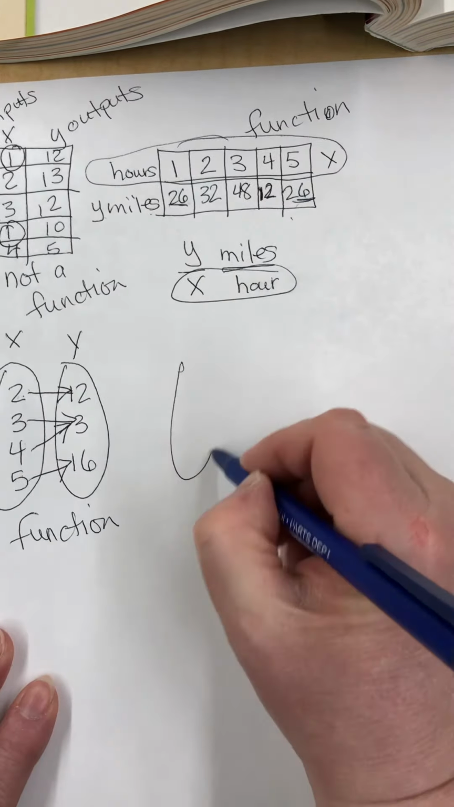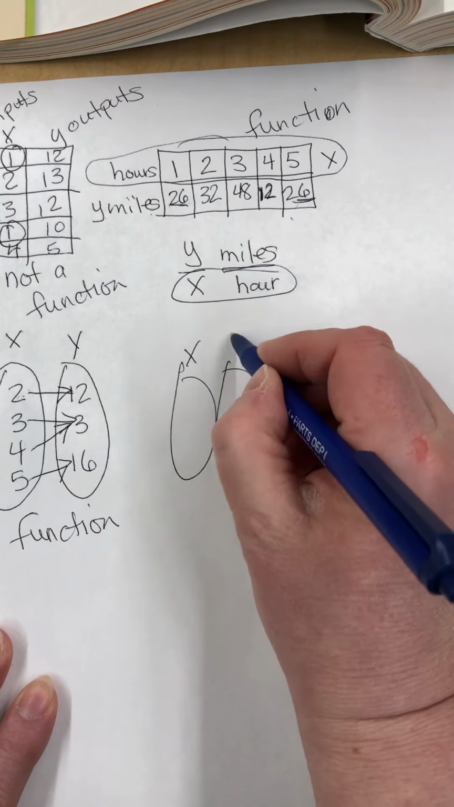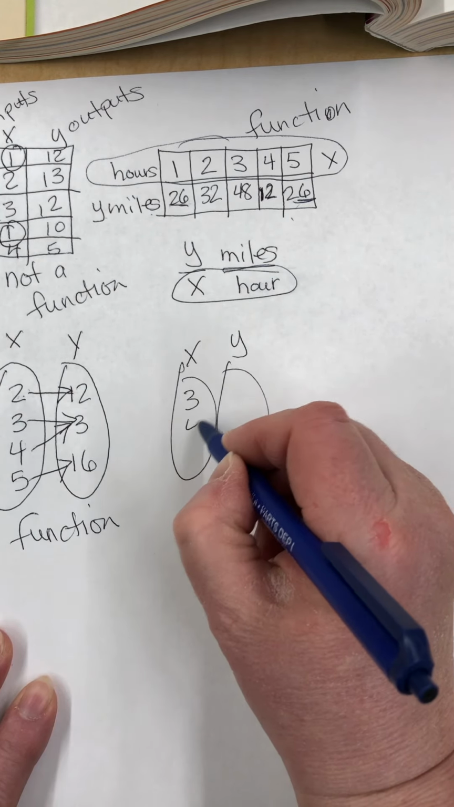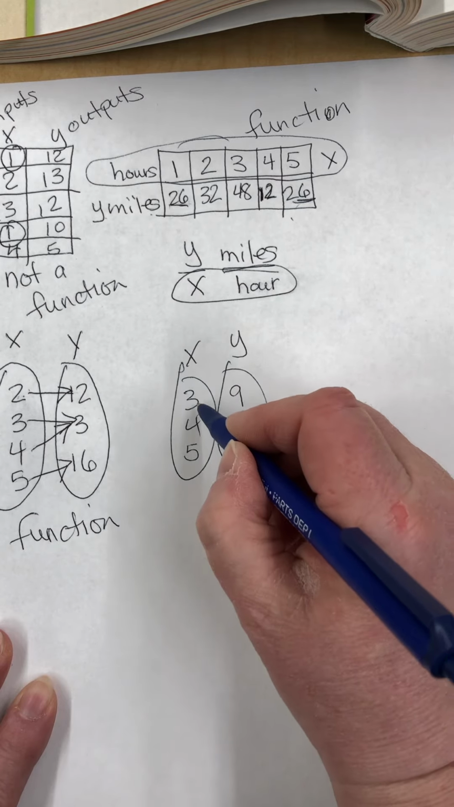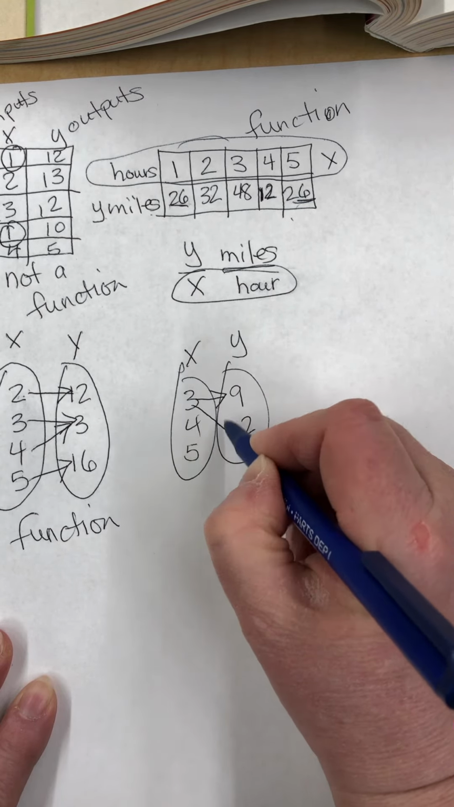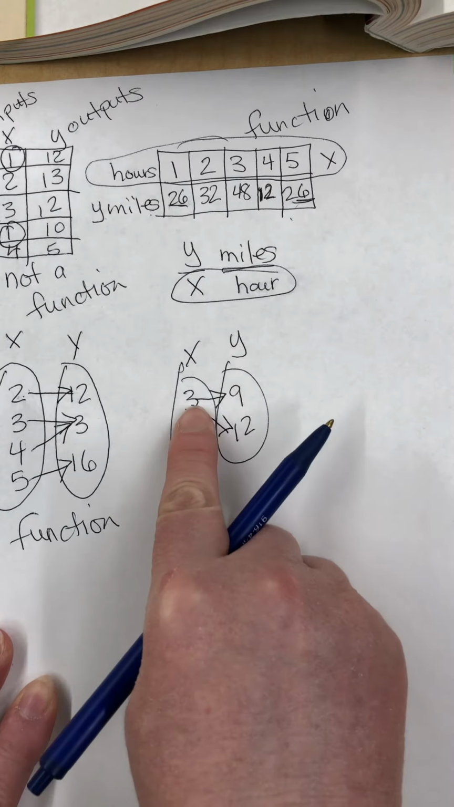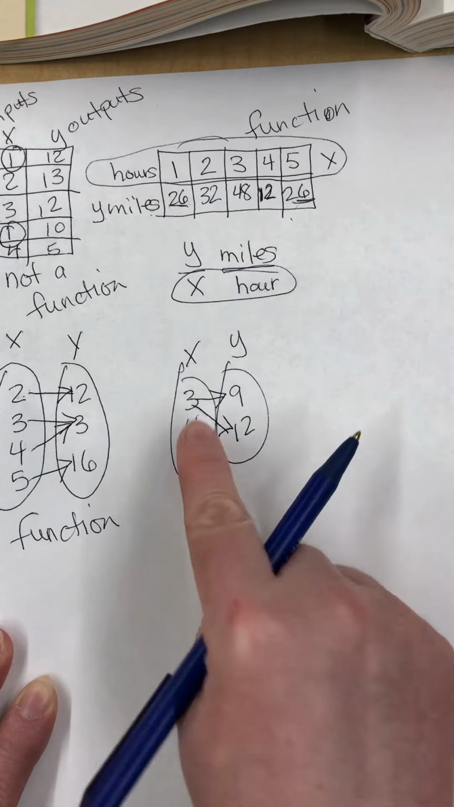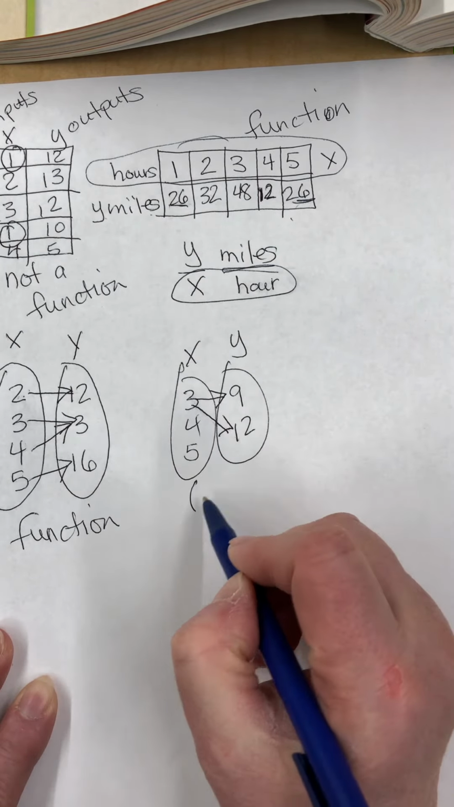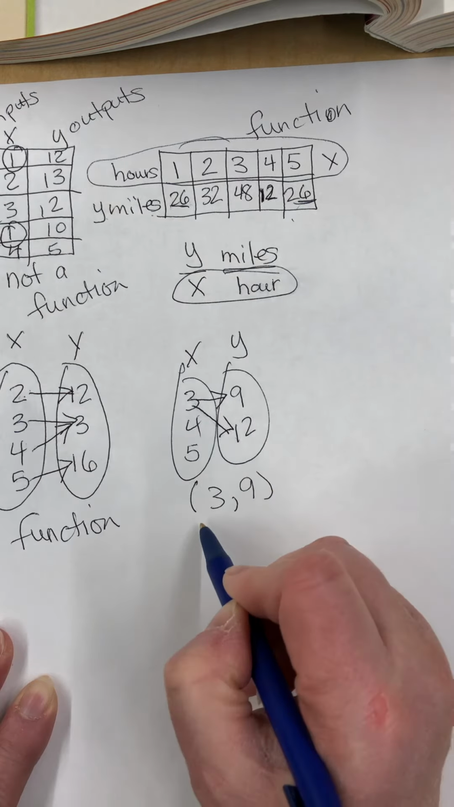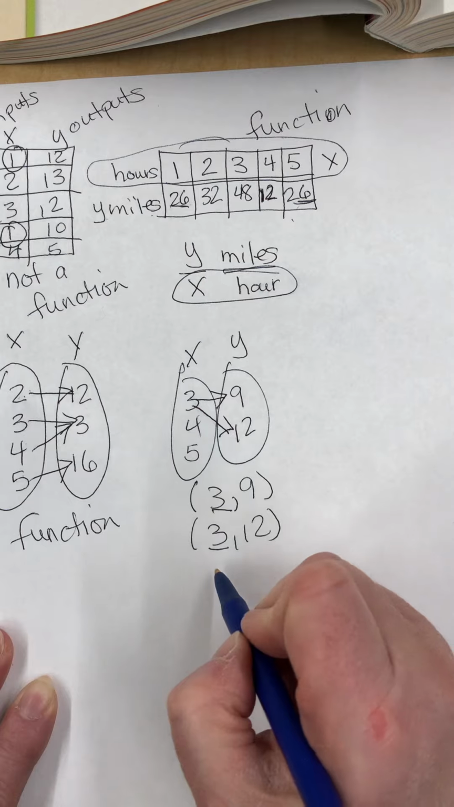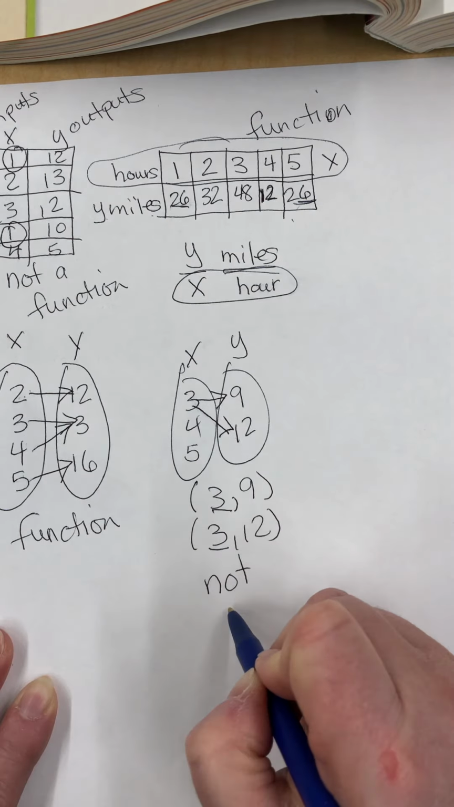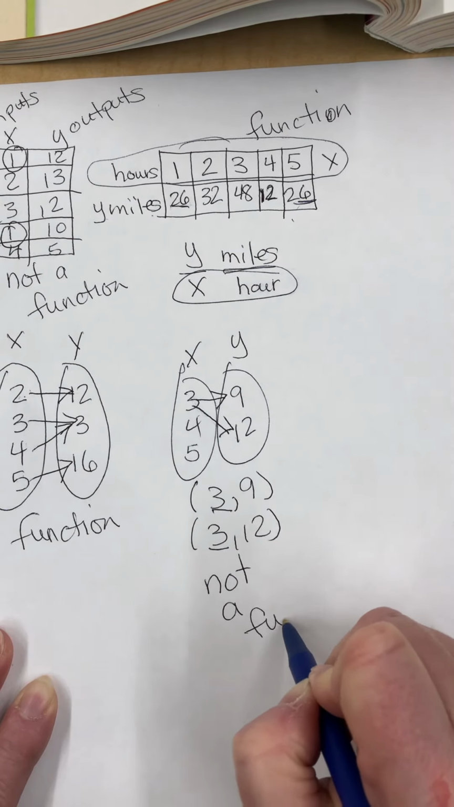If you have, remember these are x's and y's, so let's say we have 3, 4, and 5, we have 9 and 12. So if we have a 3 that goes to the 9 and a 3 that also goes to the 12, there's 2 arrows coming from the 3 of our input. So that's the same thing as having 3, 9, 3, 12, and so you have 2 of the same x value, or your input, and this is not a function.